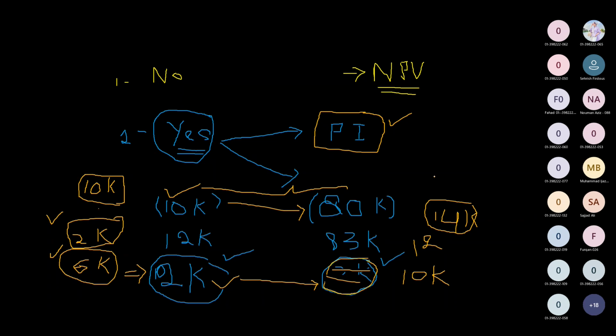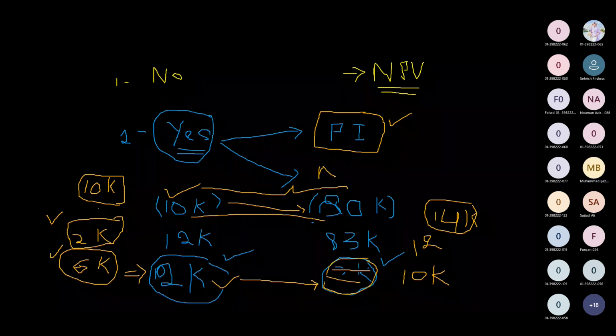Right? So when the difference in investment is huge, but the difference in return is not that big, in that case you will use PI. But if the difference in investment is big and at the same time the difference in return is also big, at that time you will use NPV. Is it clear?